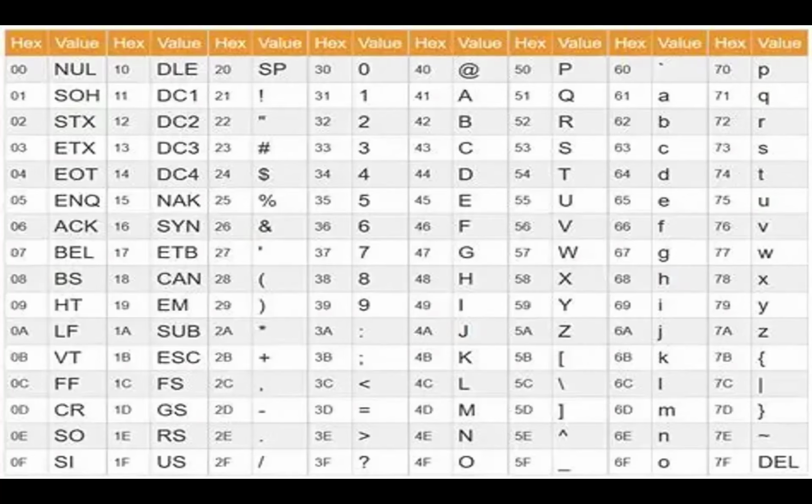Let's calculate if hello is stored in ASCII, 8 bits per character. How much will it be? Hello is 5 letters. ASCII is 8 bits. So 5 times 8 is 40. Correct.